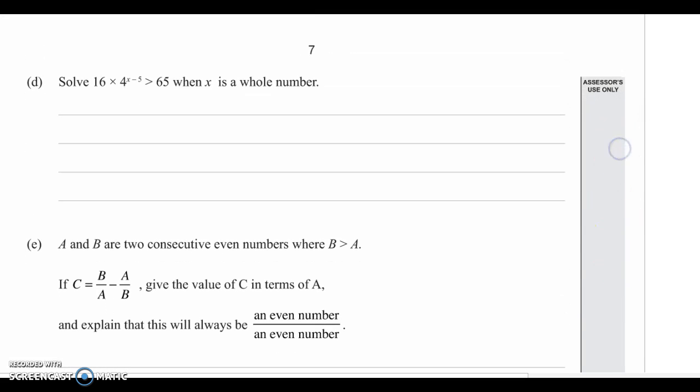Just checking how many I've got to do. I think that's 10 minutes. I will pause that there and I'll do the last two in a separate video.